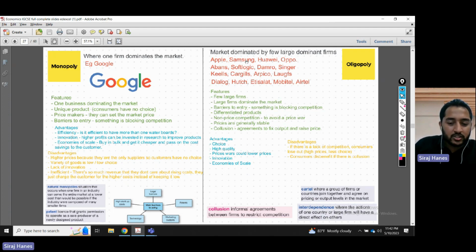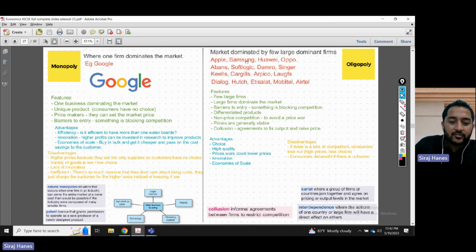It doesn't fluctuate all the time. And sometimes there's collusion. Collusion is where firms get together and say, you know what? Let's exploit the customer. Let's raise the price. Let's all work together. Just imagine if your data providers work together and say, let's raise the price of data because we can exploit the customer. That's a bad thing, yeah? But they work together generally.